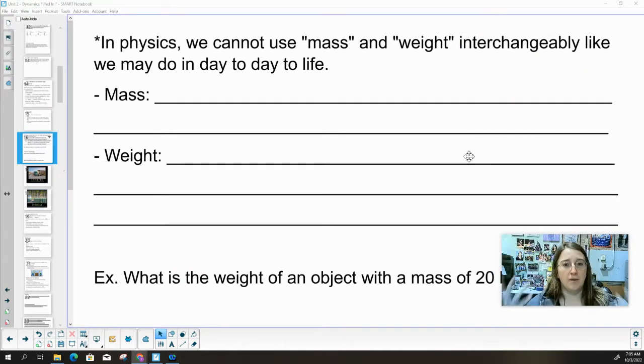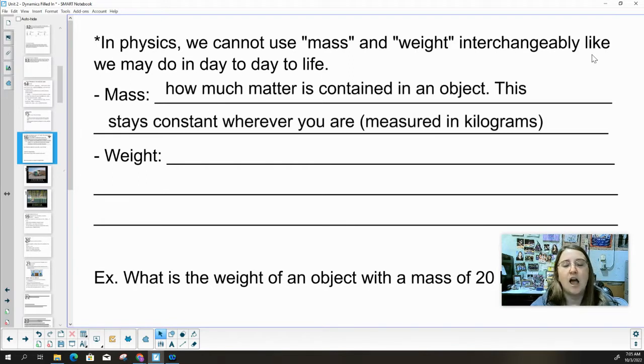So talking about mass, we have to be careful here. In physics, we can't use mass and weight interchangeably. They actually mean very different things in physics. So mass is how much matter is contained in an object. This stays constant wherever you are. It's measured in kilograms. So if I'm on the moon, or if I'm on Jupiter, if I'm in the middle of space, the matter that's contained in the object doesn't change. That matter moves from place to place and is going to be the same.